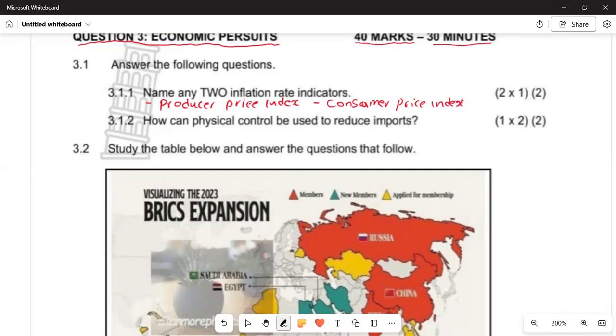With the producer price index, this is whereby it measures the average change in prices of goods at the producer or wholesale level before they reach what? Before they reach consumers. So it also shows how much producers charge for their goods. For example, if the cost of steel or fuel or maize rises, the producer price index will increase. This can later push up consumer prices.